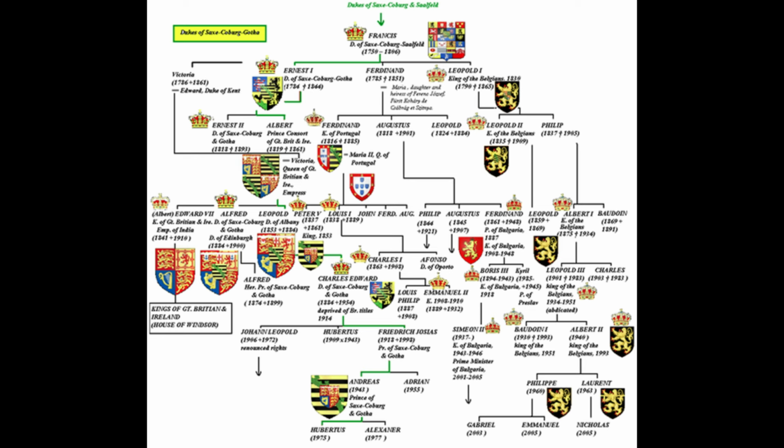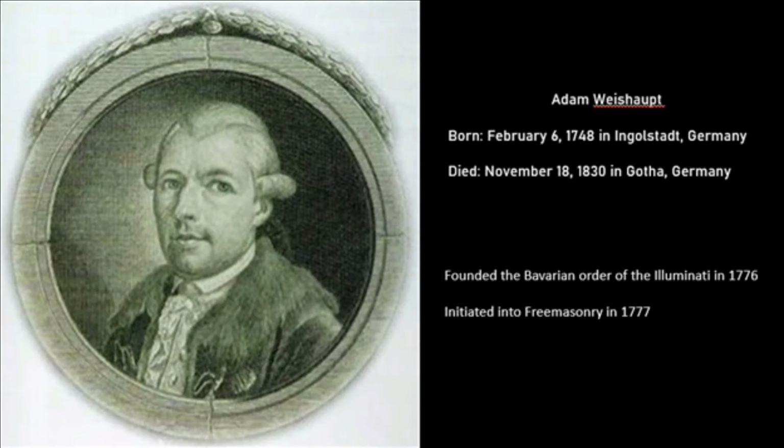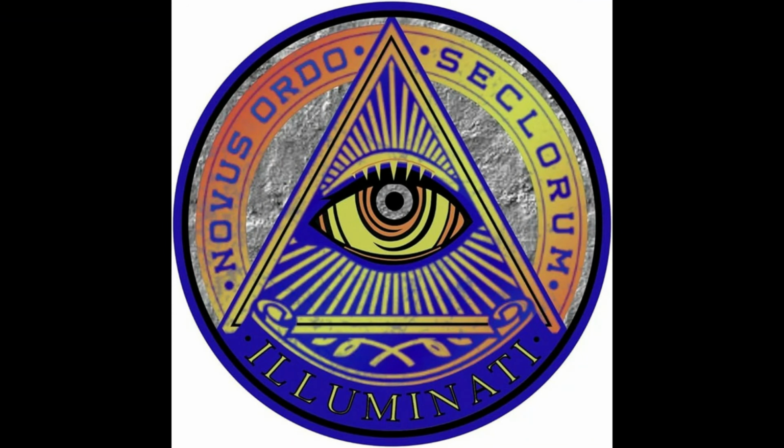Gotha was also where Adam Weishaupt, the founder of the Bavarian Order of the Illuminati in 1776, went to live in 1784, when Weishaupt's radical views on Illuminism got him into trouble with the ruler in Bavaria after his writings were intercepted and deemed seditious. We are told he was born in 1748, just 2 years before Duke Francis was born, and died in Gotha in 1830. You know, the founder of that Illuminati.